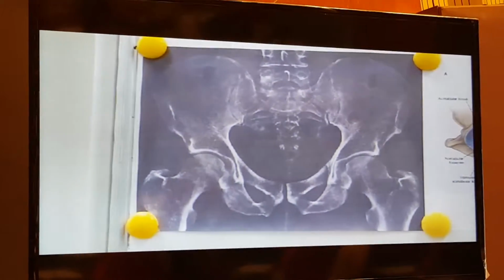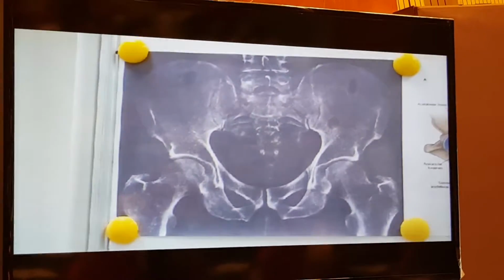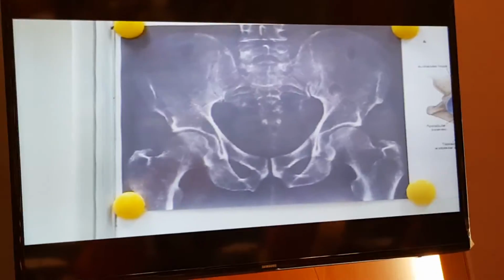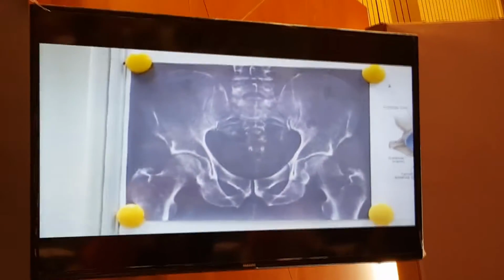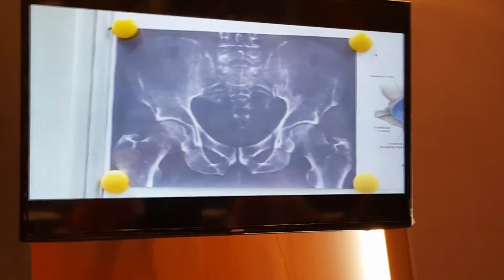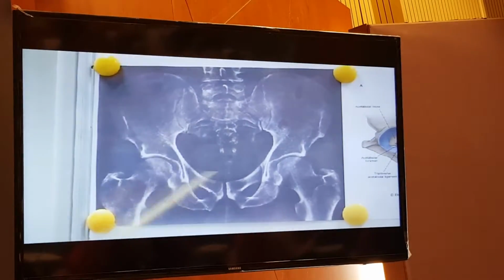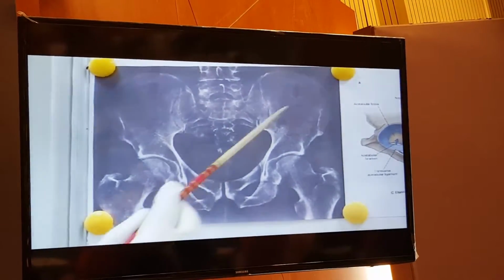Now we are going to talk about the joints of the lower limb. There are three main joints: hip joint, knee joint, and ankle joint. If you look at this X-ray picture, you can see this is the hip bone.